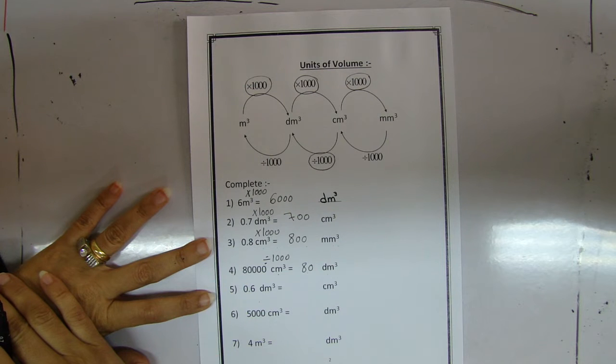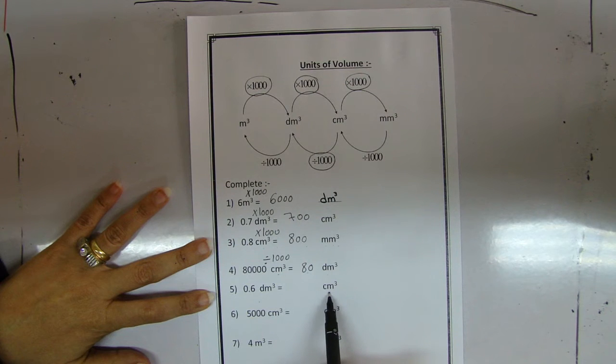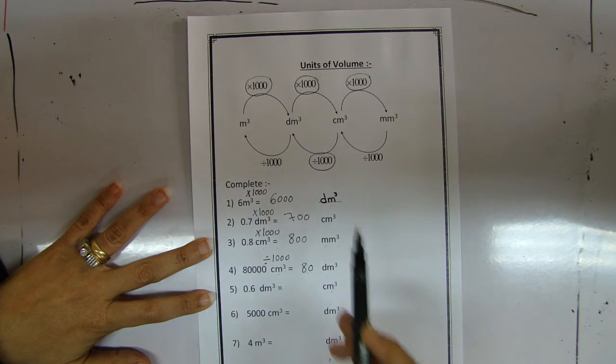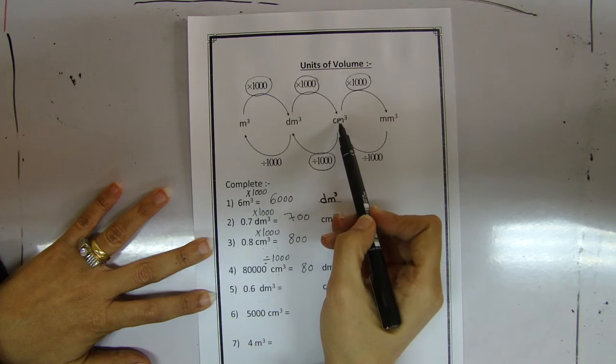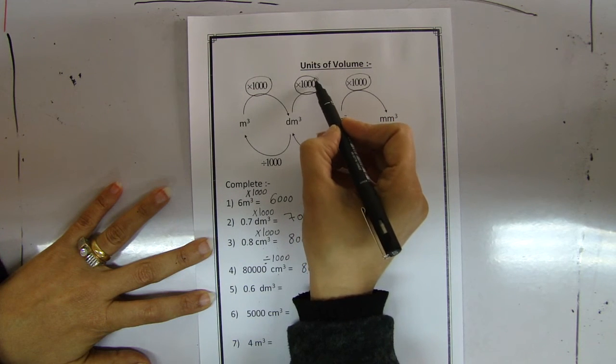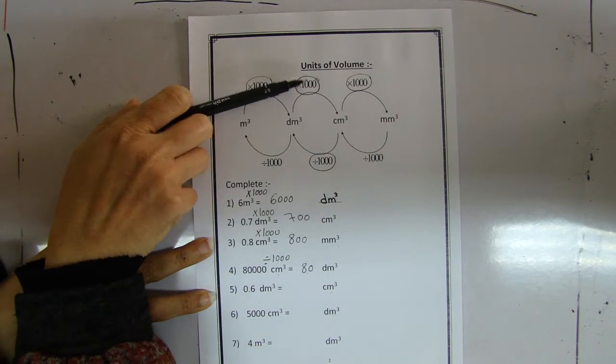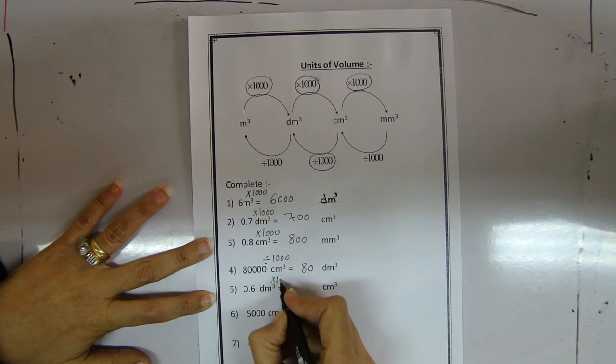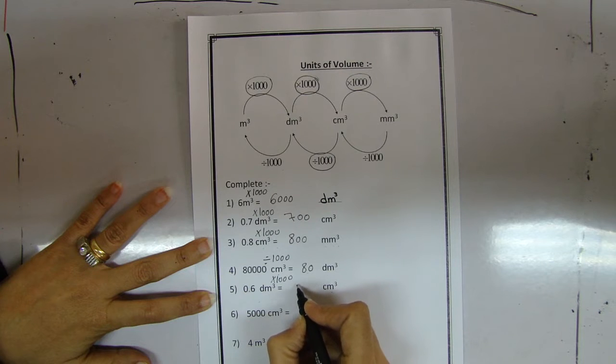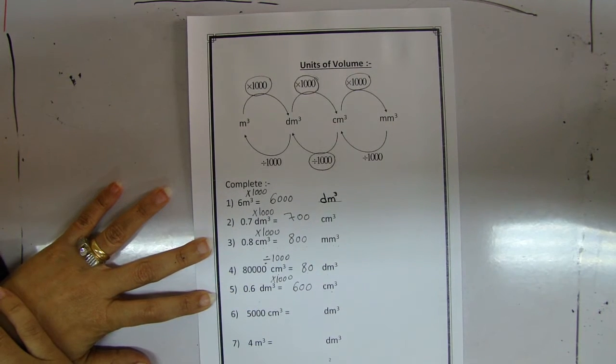Number 5, 0.6 cubic decimeters equals what cubic centimeters? From cubic decimeters to cubic centimeters, times 1000. Equals 600 cubic centimeter.